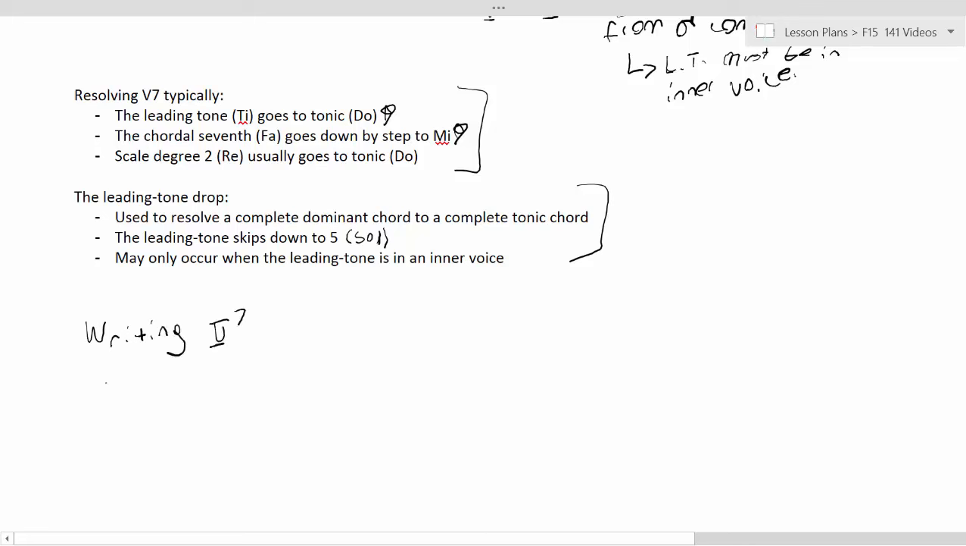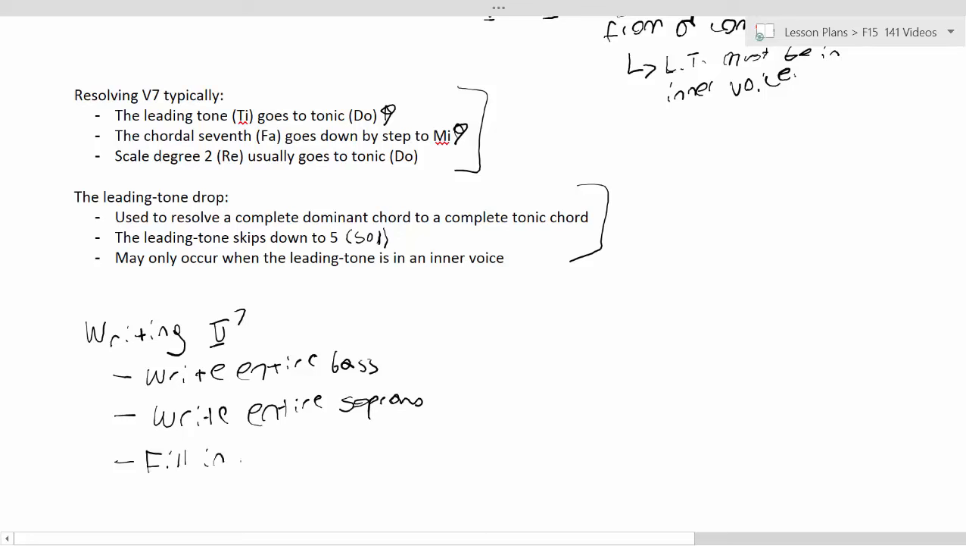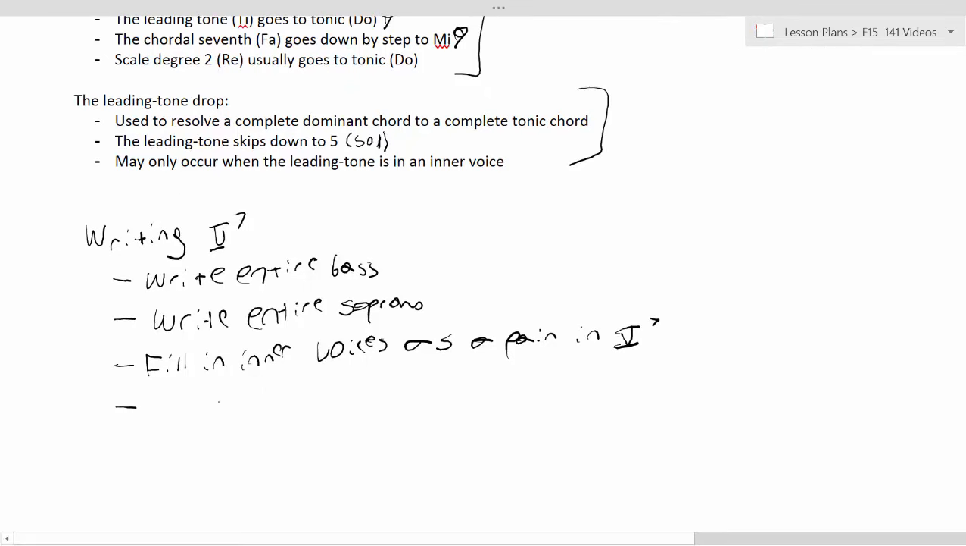are, as we've been doing, write your entire bass. Then write your entire soprano. Then fill in inner voices as a pair in the 5/7. Then take care of tendency tones, meaning the leading tone and the chordal seventh should resolve as you expect them to.